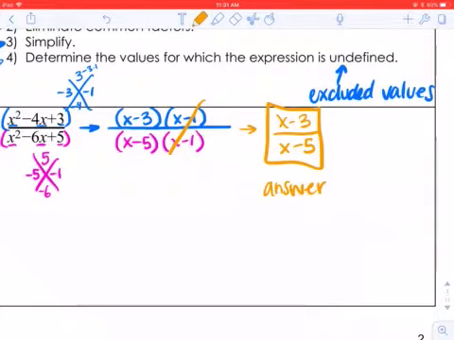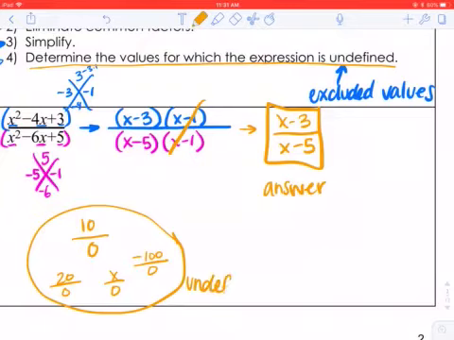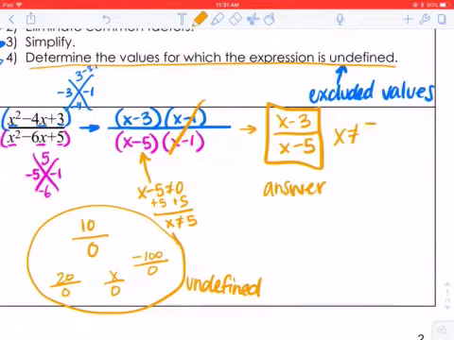However, the last piece, this number 4, is to determine the values for which the expression is undefined. Something is undefined if it's divided by 0. You try to divide anything by 0: 10 divided by 0, 20 divided by 0, x divided by 0, negative 100 divided by 0, anything. All of these things are going to be undefined. So we need to be careful to see where my denominator is going to be 0. So this one here is not allowed to be 0, which means that x is not allowed to be 5.